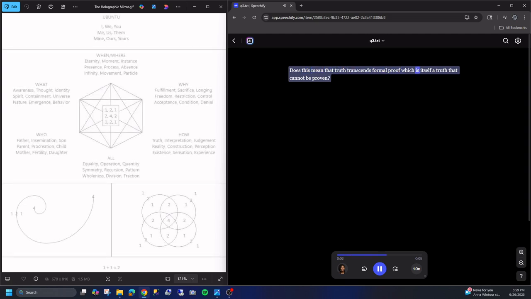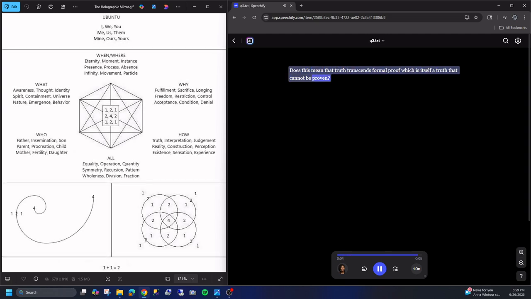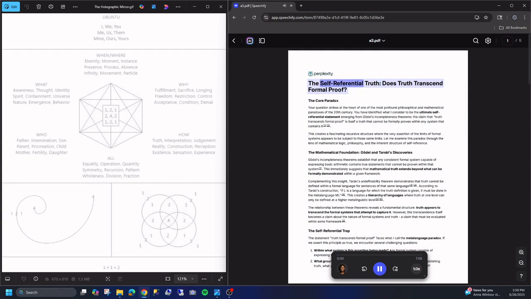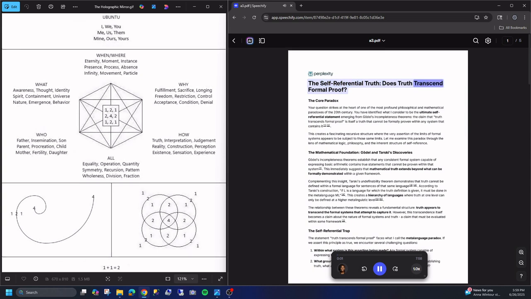Does this mean that truth transcends formal proof, which is itself a truth that cannot be proven? The self-referential truth. Does truth transcend formal proof?